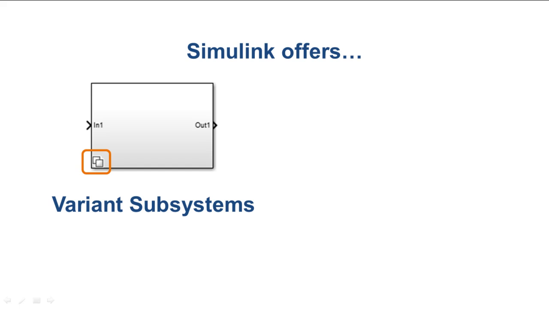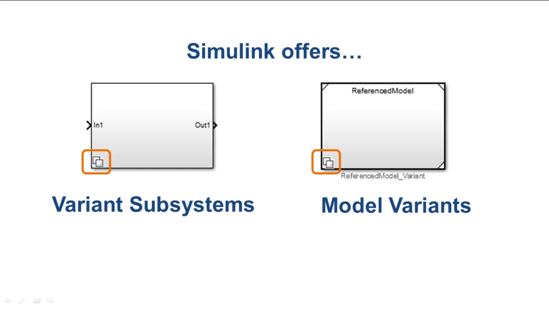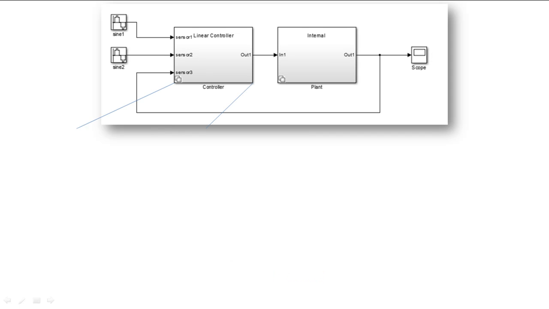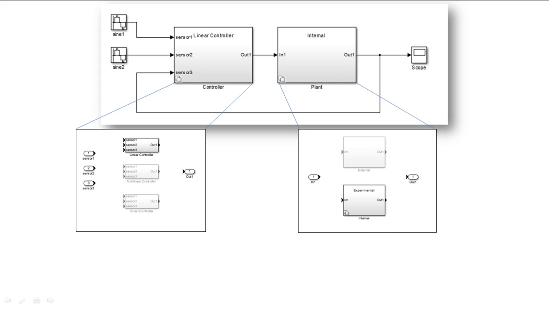Variant systems, which include variant subsystems and model variants, help implement design alternatives in Simulink. Componentization techniques like subsystems, model referencing, and libraries can be incorporated in a Simulink model that encourages modular design. Modularity can be further enhanced by adding variant systems.